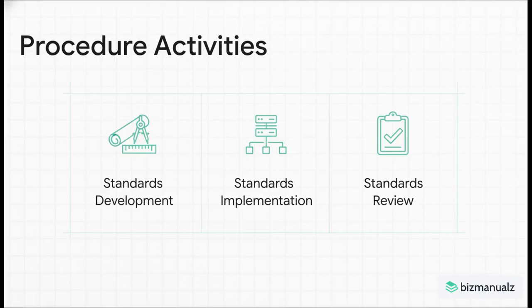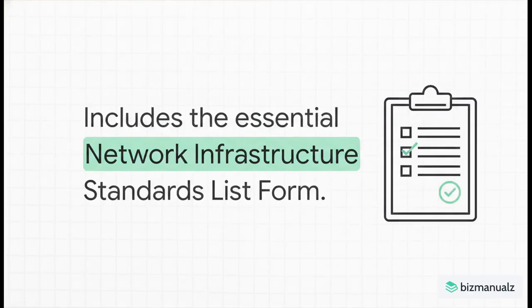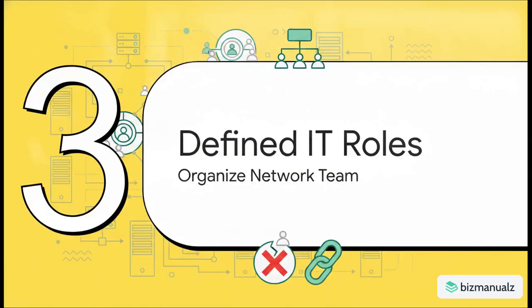Oh, and the manual even grounds itself by referencing the IEEE Standard 802 for local and metropolitan area networks, so you know for sure you're aligning with established global standards. And it goes beyond just the procedures. It arms you with the exact administrative documents you need, too. Included right in the manual is the Network Infrastructure Standards List form, so you don't have to waste time designing a tracking sheet yourself. You've got the exact asset you need, ready to deploy immediately to track and maintain your infrastructure compliance.